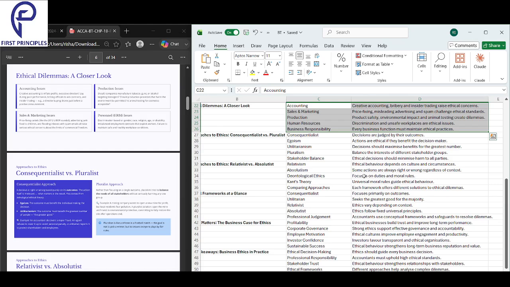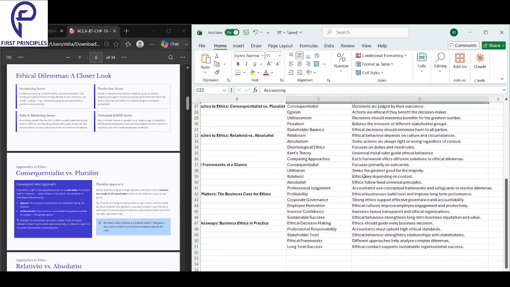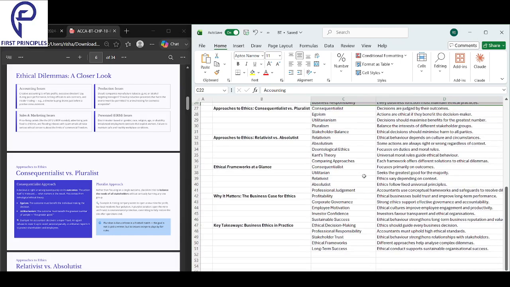In human resources, there should not be any discrimination. In production, product safety should be there. In sales and marketing, don't run any ads that are not correct. And under accounting, creative accounting, bribery, insider trading, all that is again an ethical issue. So this is about ethics. Ethics should be there. You should not just do things to make profits. You have to be ethical about your work. In all these departments, there have been some ethical issues.